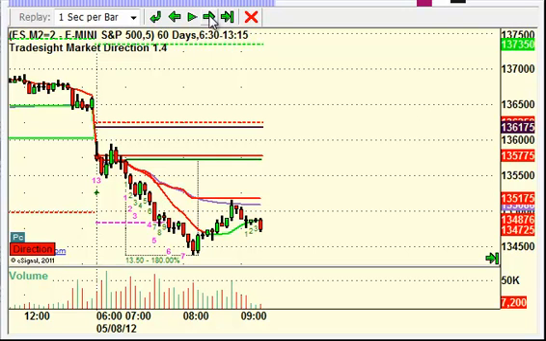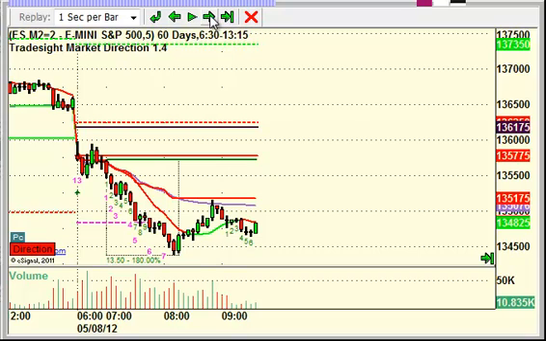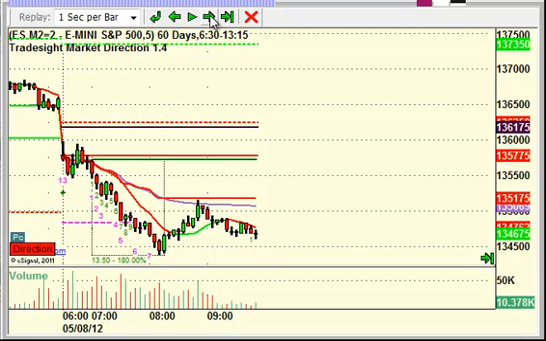So when we're above at least two of those lines, market direction is considered green for us. When we're below at least 2, market direction is considered red. So as we proceed here, you can see right now we're below all three. Market direction solidly red. And we play out over lunch.